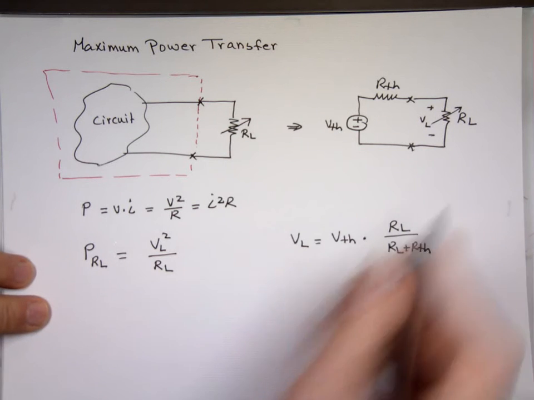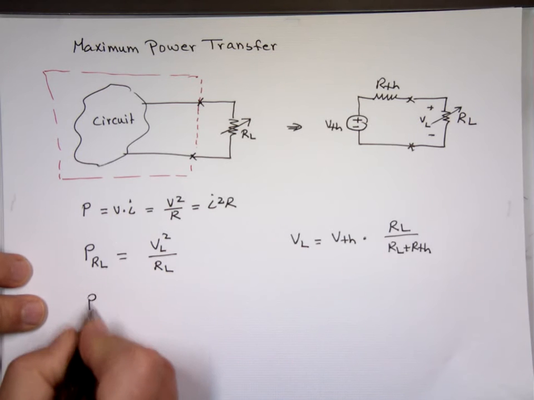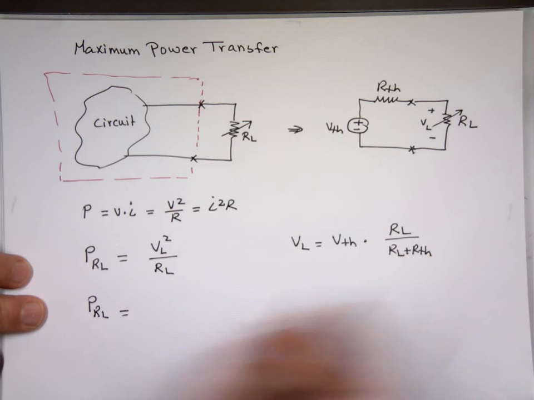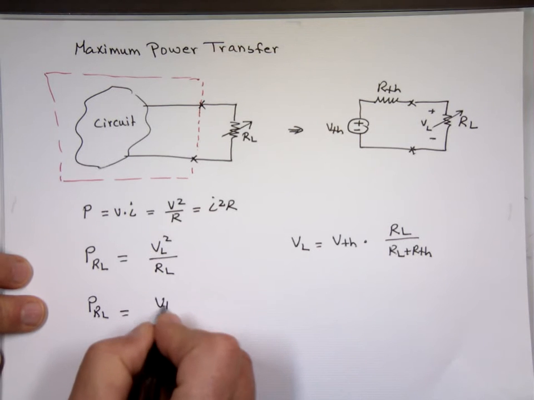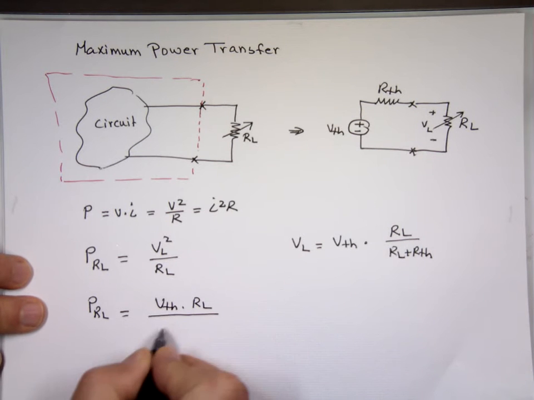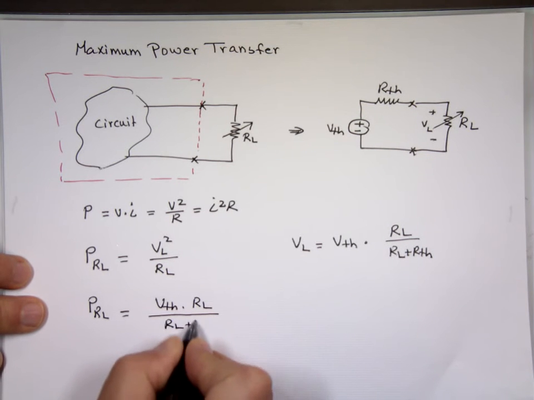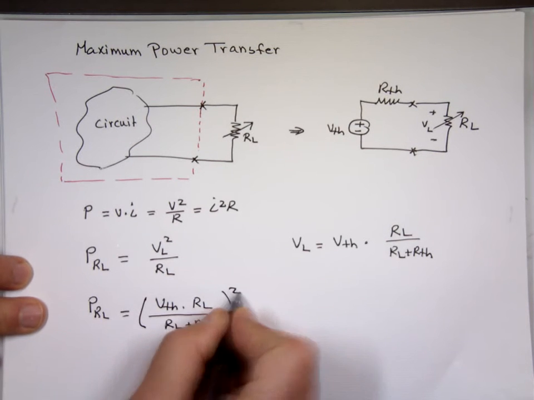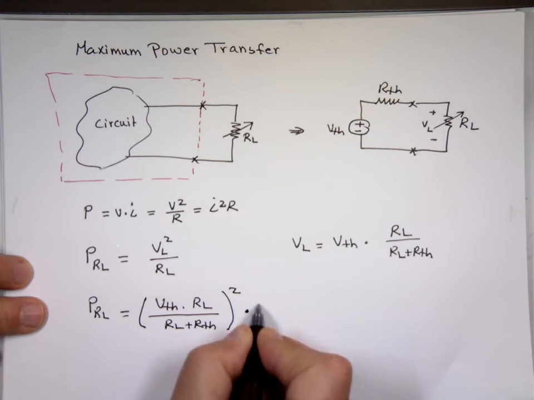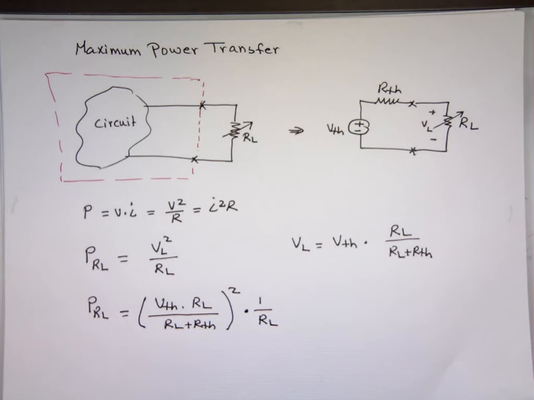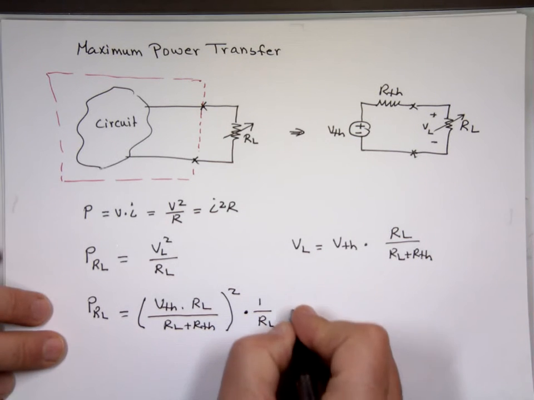So the power transfer to that load, instead of VL, I'm going to write the equivalent, which is V Thevenin times R sub L divided by R sub L plus R Thevenin, squared, divided by R sub L. Dividing by R sub L is the same as multiplying by 1 over R sub L. That'll make the math easier.